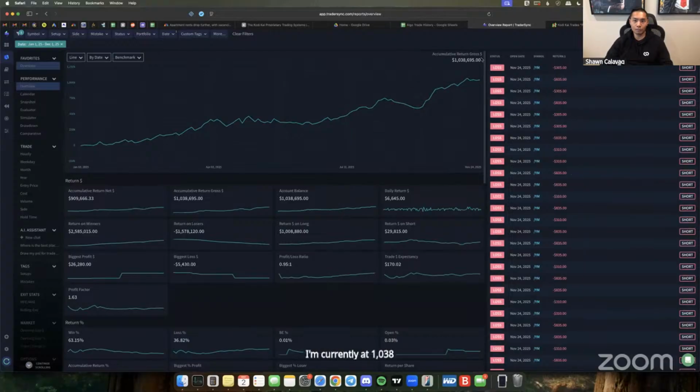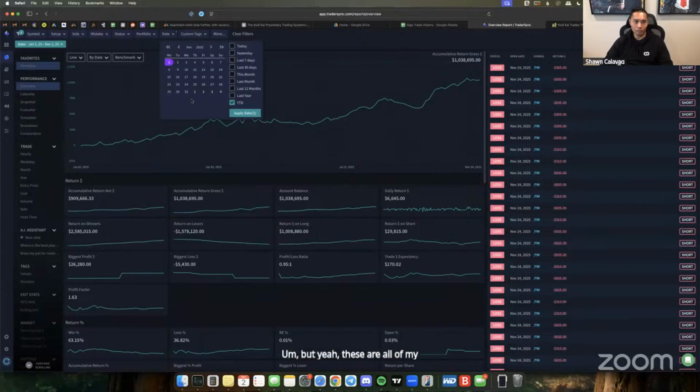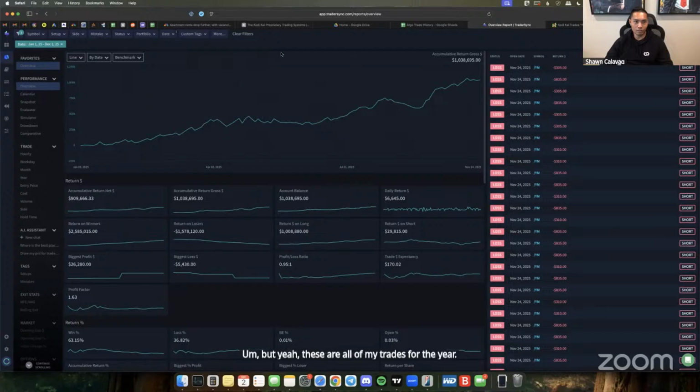I'm trying to keep it above 1 million for this. I just gotta have a couple wins for this month and I keep it above a million. But yeah, these are all of my trades for the year. All my trades for the year.